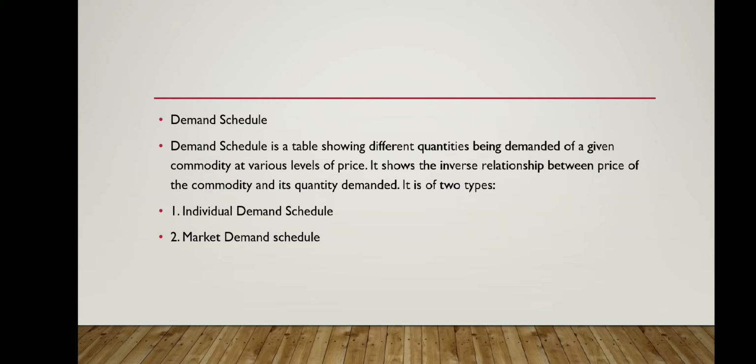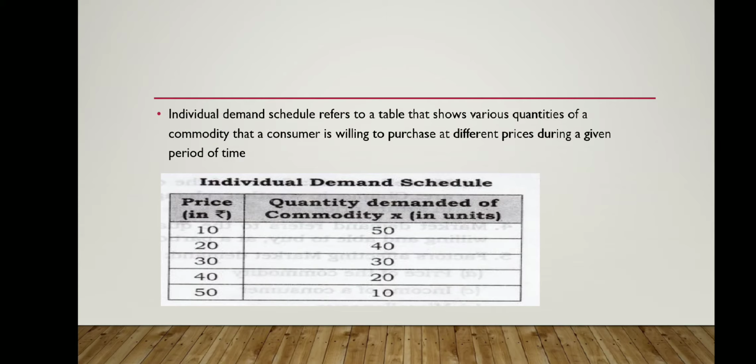The demand schedule can be classified as individual demand schedule and the market demand schedule. First is individual demand schedule. Individual demand schedule refers to a table that shows various quantities of a commodity that a consumer is willing to purchase at different prices during a given period of time.